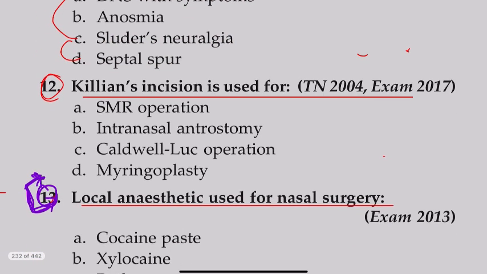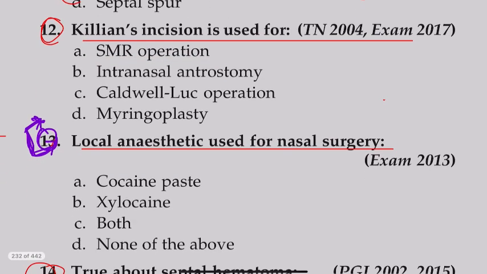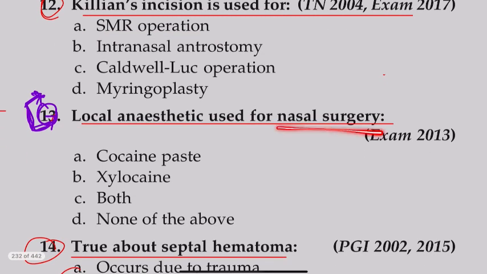Killian incision is used for SMR operation. Similarly, Freer incision is used for septoplasty. Local anesthetics used for nasal surgery: what is the local anesthetic used? These are both, cocaine paste and xylocaine.